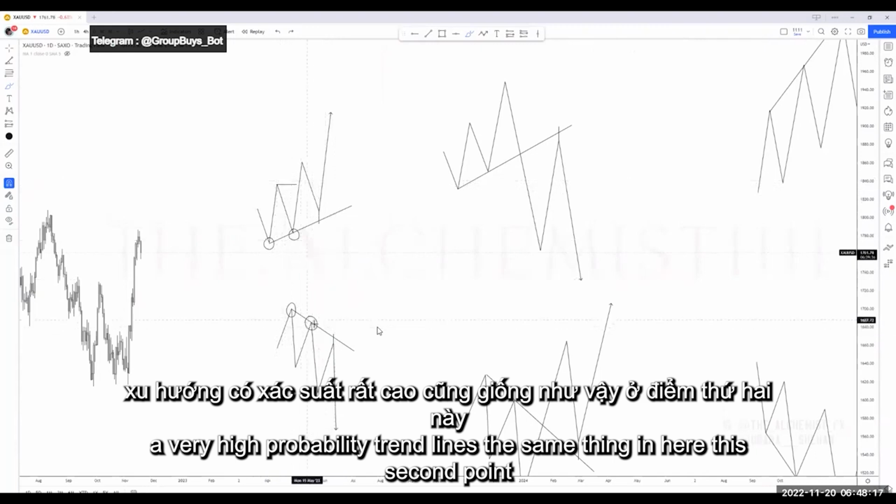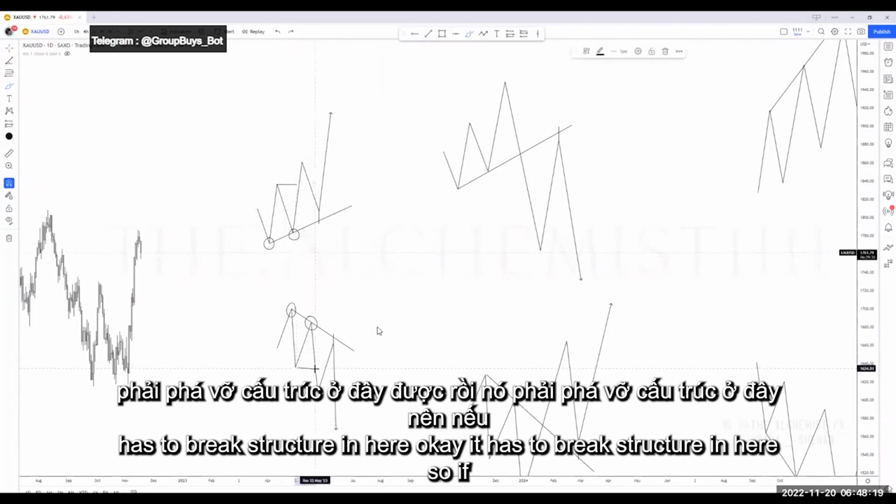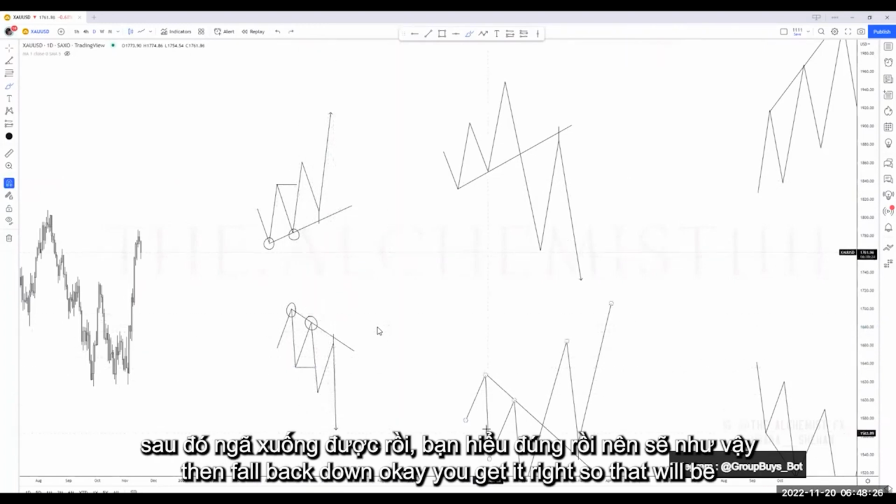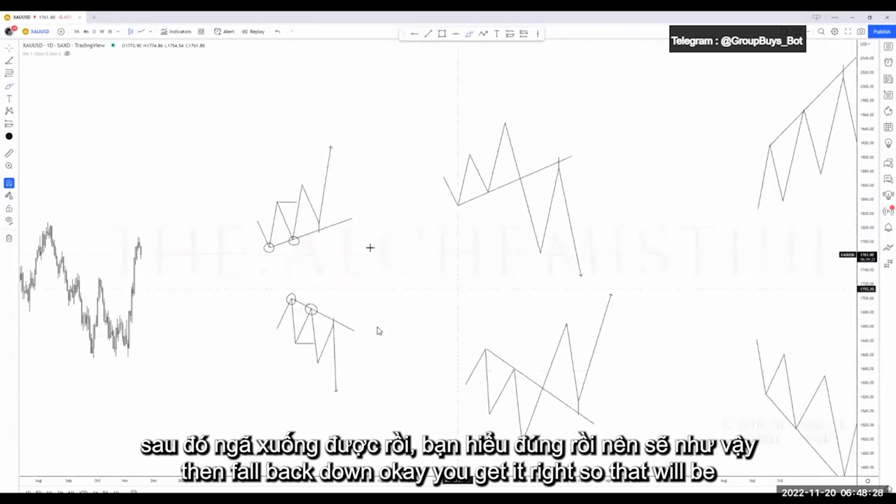It's the same thing in here. This second point has to break structure in here. If this breaks, then we can expect price to come here and then fall back down. Okay, you get it, right? So that will be one important thing.